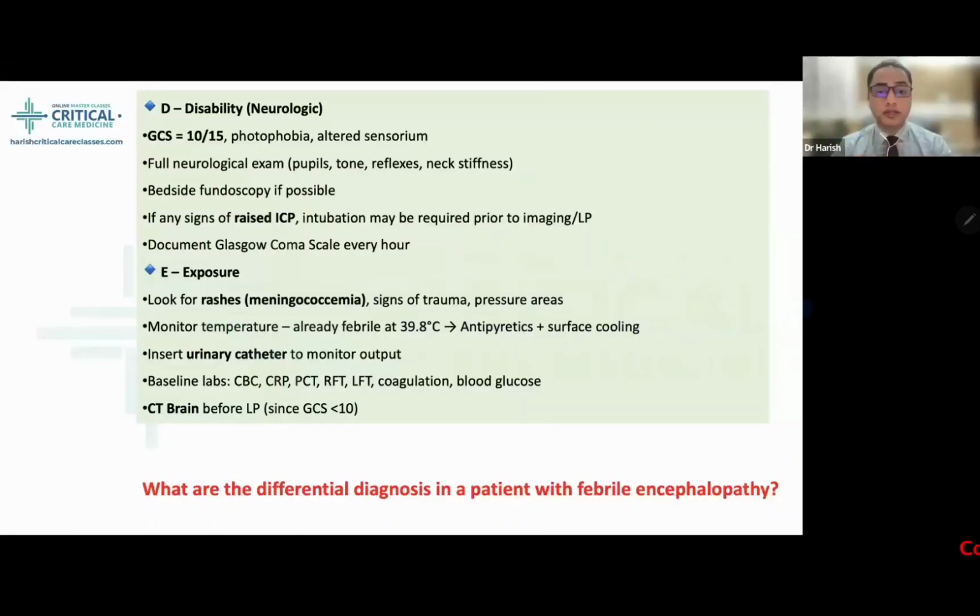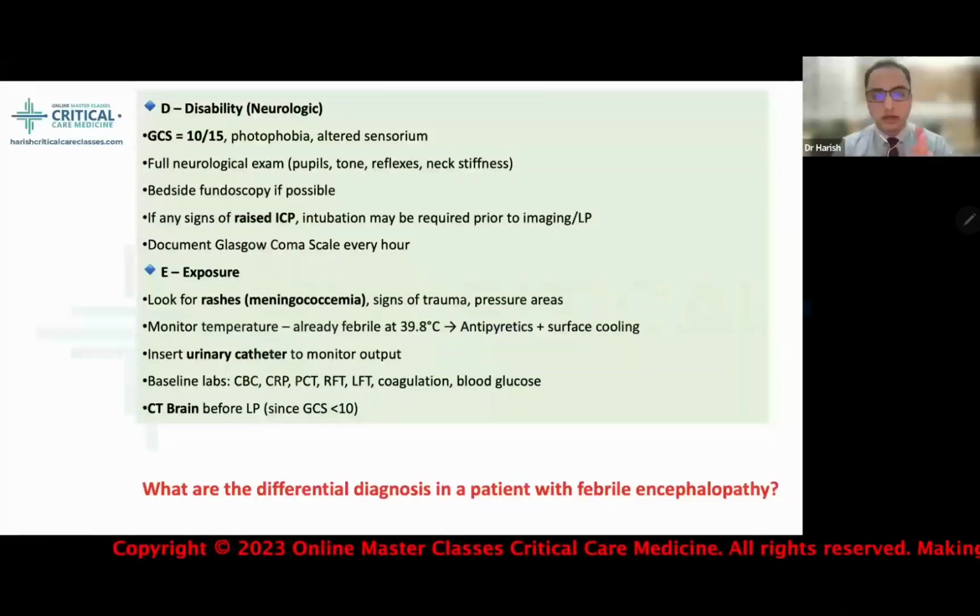Monitor the temperature. The patient is already febrile, so start them on an antipyretic. Use surface cooling. Aggressive maintenance of normothermia is very important. Insert a Foley's catheter and monitor the urine output, because the patient has a borderline GCS.